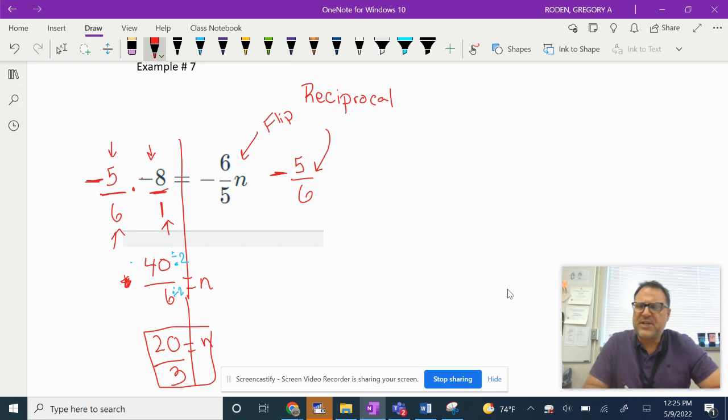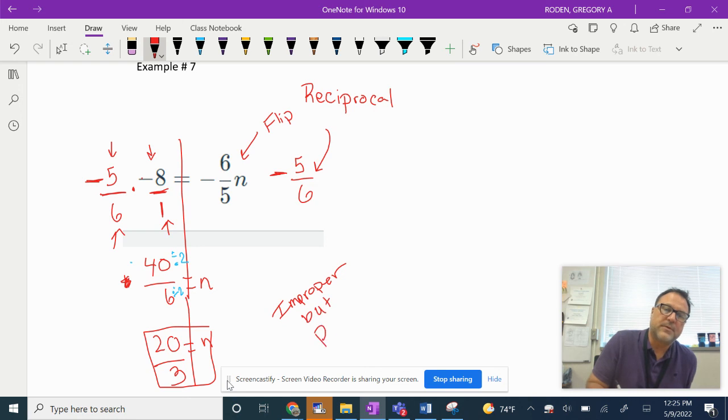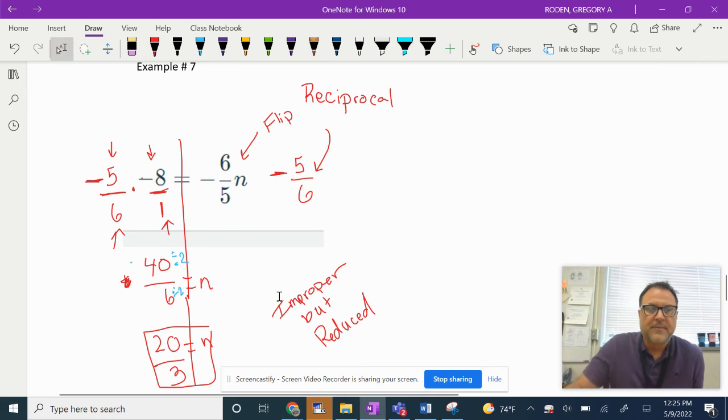Don't change that to a mixed number. Mixed numbers aren't anything special. Impropers are good. What do we like? We like improper, but we like reduced. Okay, we like improper reduced fractions. All right, let's take a look at the next one.